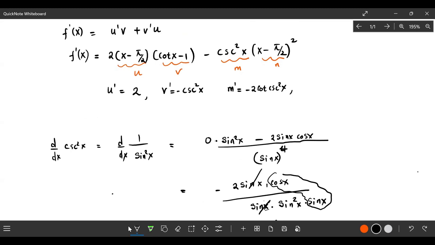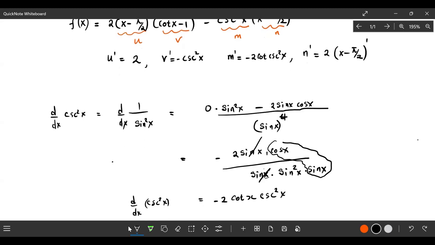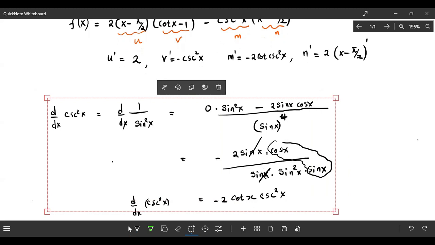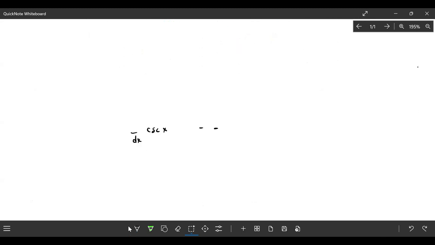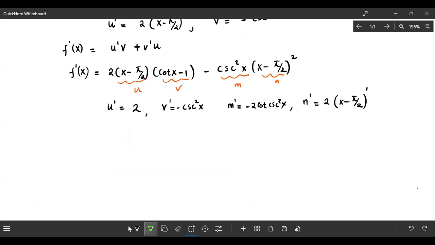And n prime, the derivative of n, is simply equal to what? 2 times x minus pi over 2 to the power 1, right? Multiplied by the derivative of what you have inside, which is just 1. So this is n prime. So now let's write the second derivative of this function all together. Let's write its second derivative. So meaning that, it's f prime prime, of course, not just f prime.